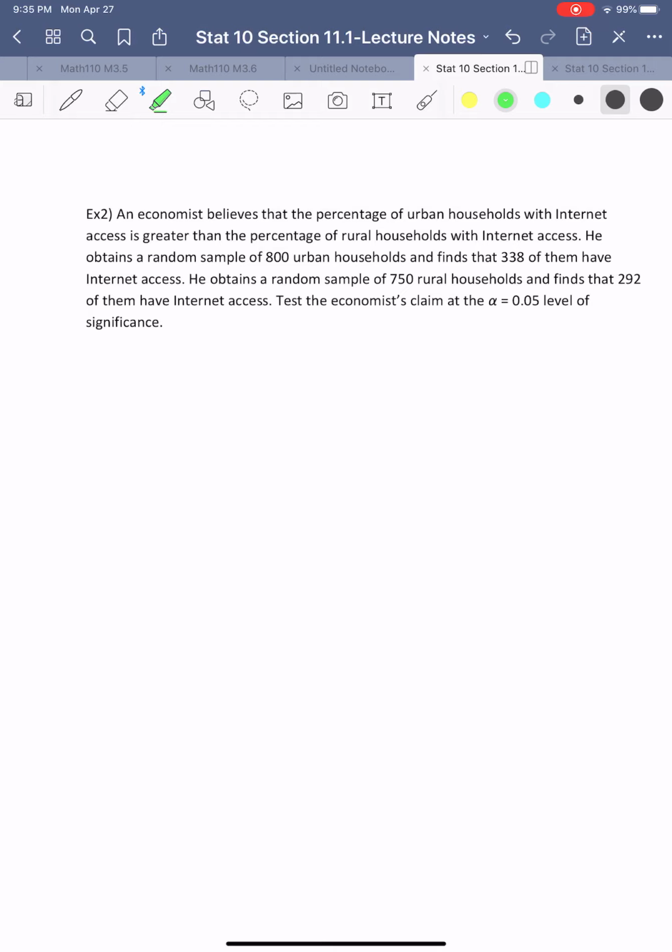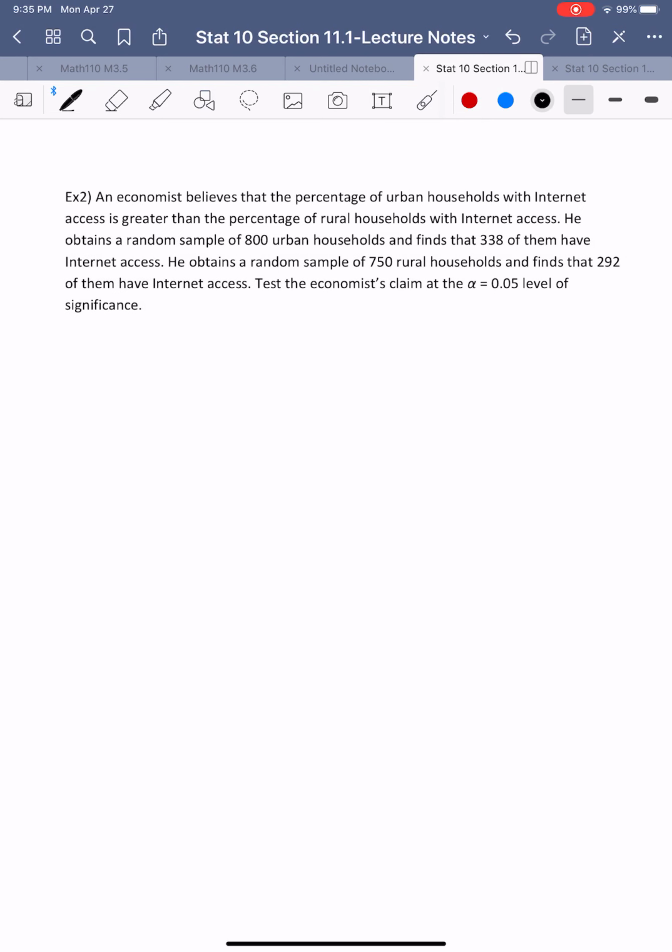So problem number 2, we have here: economists believe that the percentage of urban households with internet access is greater than the percentage of rural households with internet access. He obtained a random sample of 800 urban households and found that 338 of them have internet access. He also obtained a random sample of 750 rural households and found that 292 of them have internet access. Test the economist's claim at the alpha equal to 0.05 level of significance.